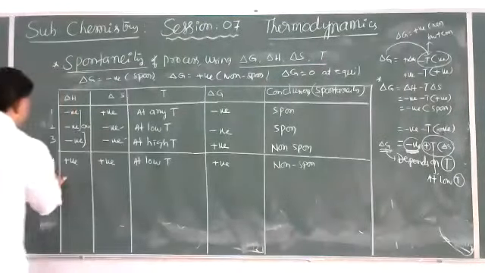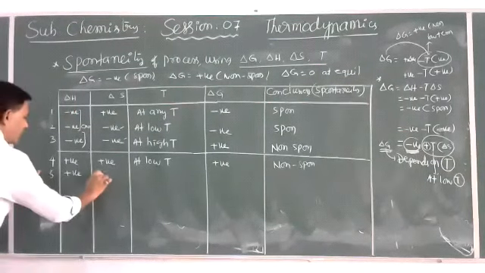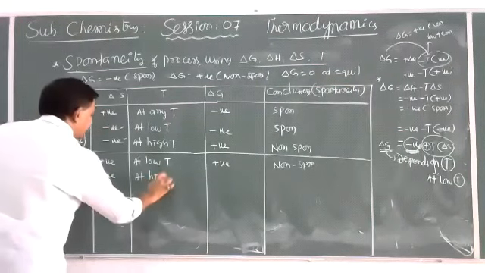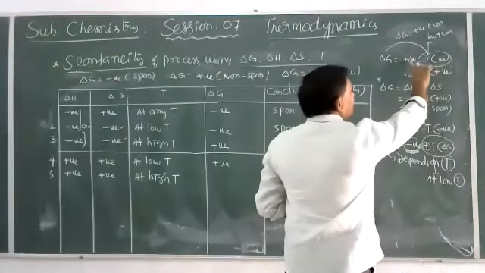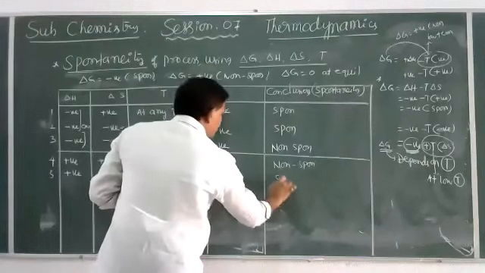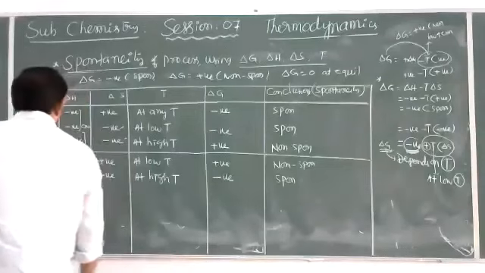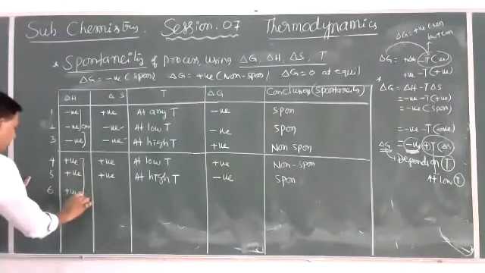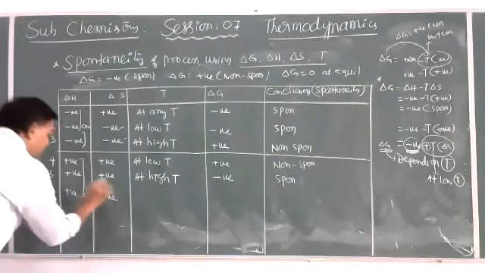Same here, I'll take delta H positive and delta S also positive, but at high temperature the negative value is more compared to the positive value. That's why this is negative. This is a spontaneous process. Here I'll take delta H positive. All positive means it is an endothermic reaction. I'll take delta S minus, negative.